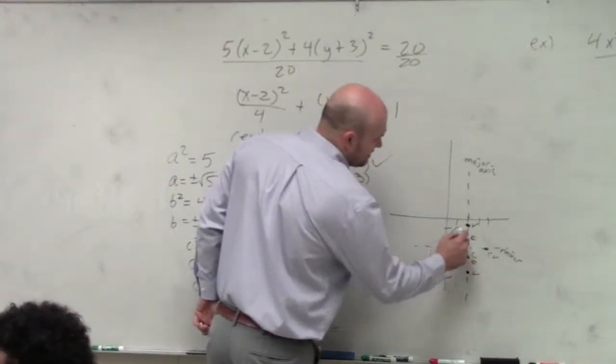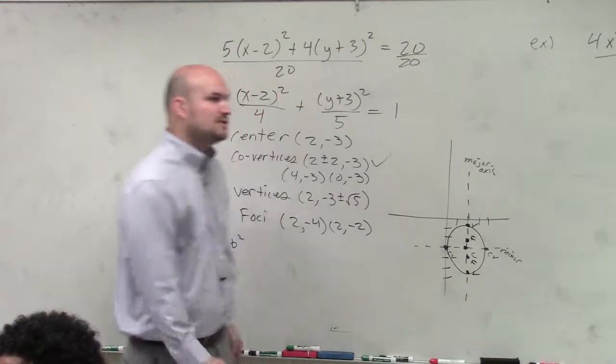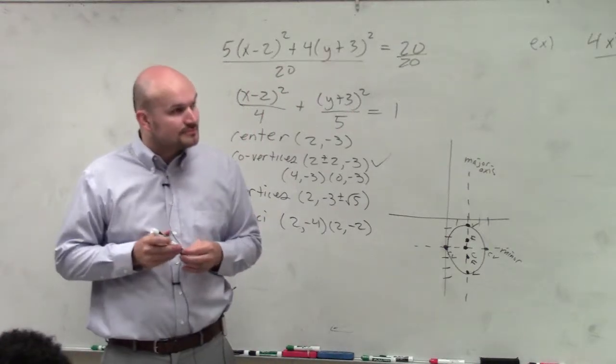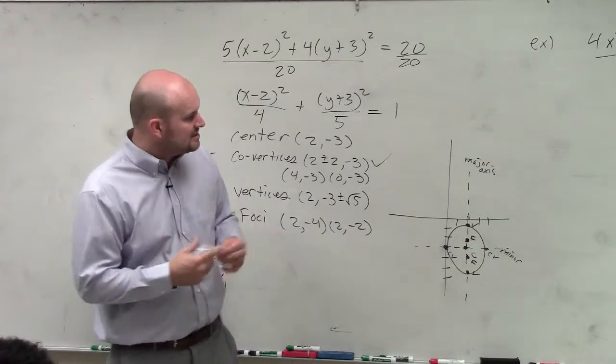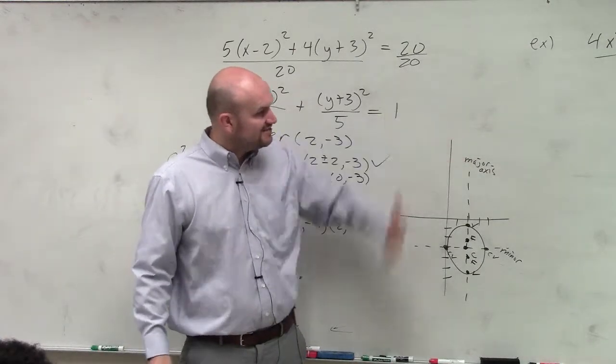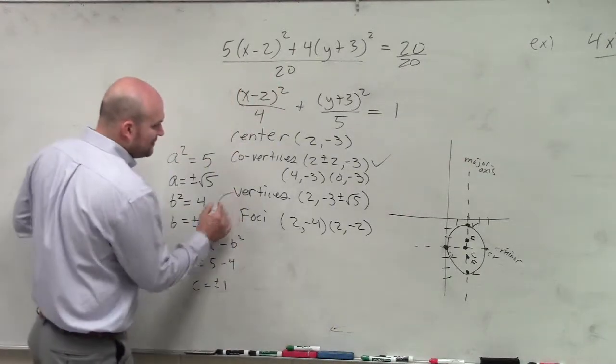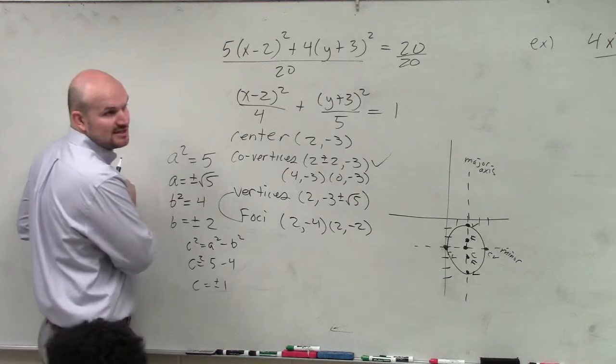And then you guys can plot this, and you can see that it kind of looks more like a circle, right? Yes? Why'd you go up 1 and down 1? Because, again, the major axis is vertical. The foci and the vertices always lie on the major axis.